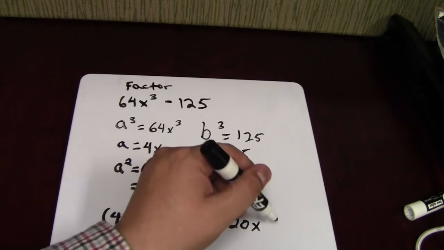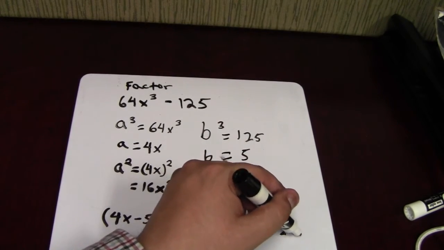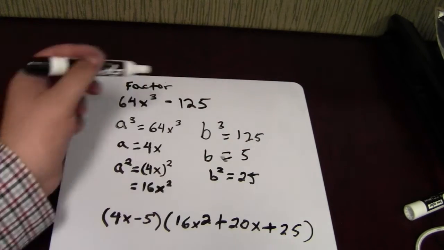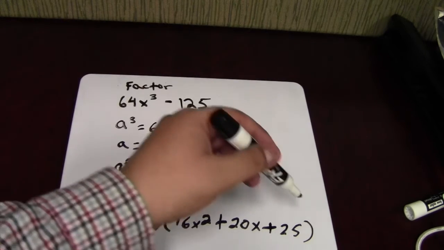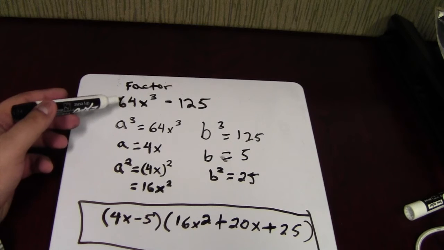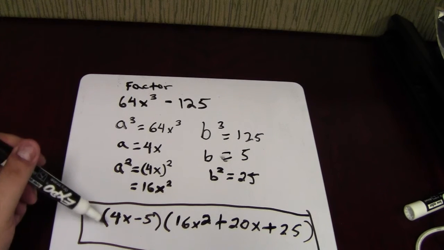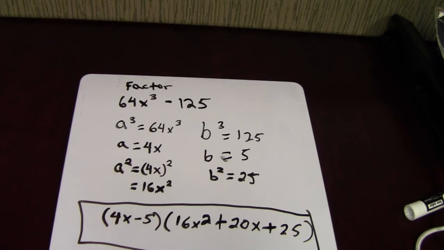And then it says plus b squared. Well, b squared is 25. And there we have it. We have factored it down. So using that formula, the difference of perfect cubes, we could get to this that quickly. And again, the more you practice it, the easier it gets.